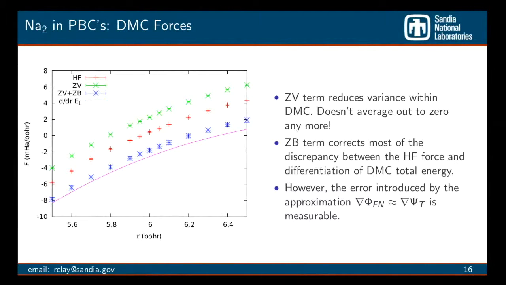There's no node, so there's no nodal divergence. What I'm showing you here is the Hellman-Feynman term. In this case, the zero variance term is not really required to be 0 anymore. So we see it bounce up, but if you include all the terms, that brings this term down to, this is the total force estimator using this approximation that the fixed node wave function is about equal to the trial wave function. And this is the finite difference of the DMC energy. You can see that there is a measurable bias, but it does improve the results quite significantly over the bare Hellman-Feynman.